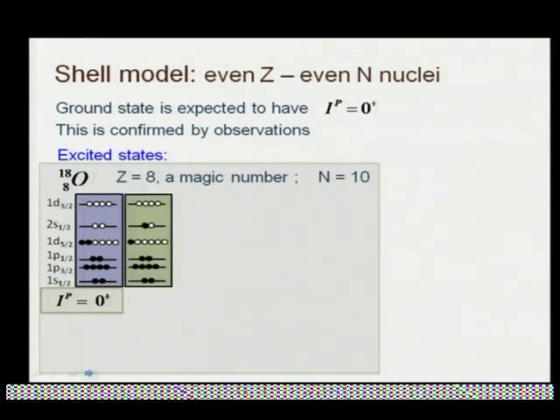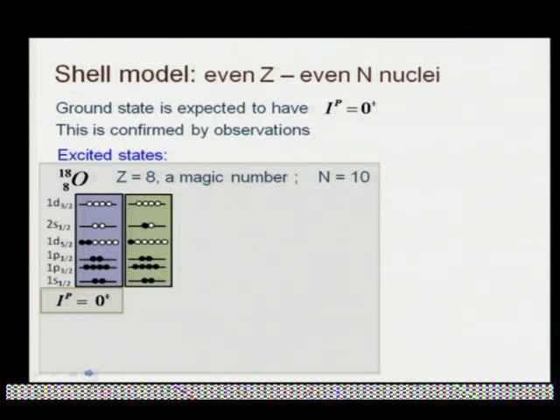How do we excite this? One way to excite it is to split the pair in the outer, incomplete shell, 1 d 5 by 2, and take one of those neutrons to the next level, which is 2 s half. So, you have here one neutron in s half and one neutron in d 5 by 2, similar to the additions that we had done in the previous slides.